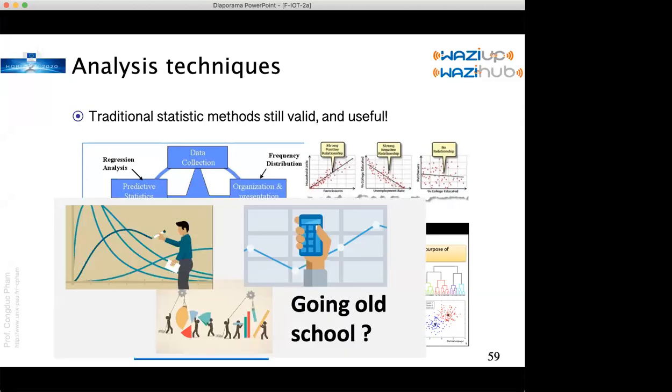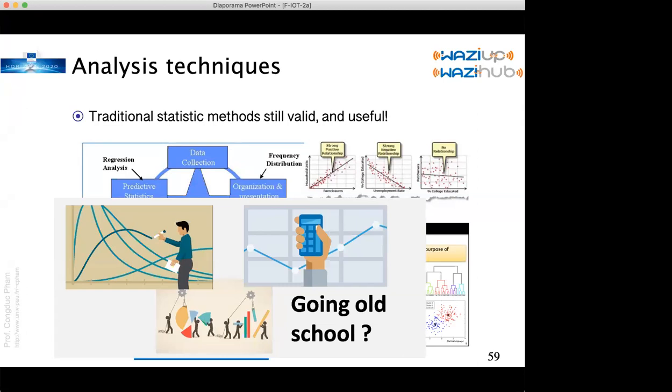Okay, that's the difference. Are you going to be old school, using your calculators and all your old traditional ways of doing statistics? Of course, if I'm asking the question, it's probably because it's not the right way to do it now.